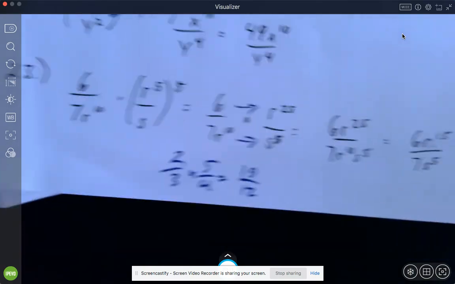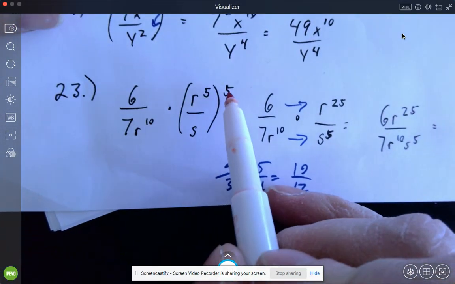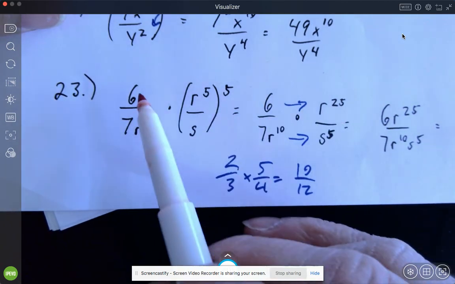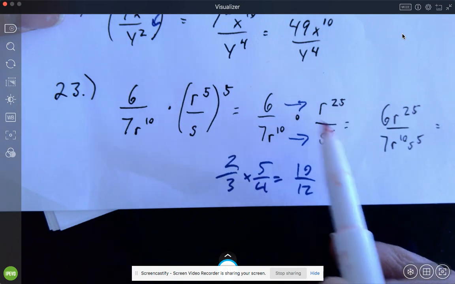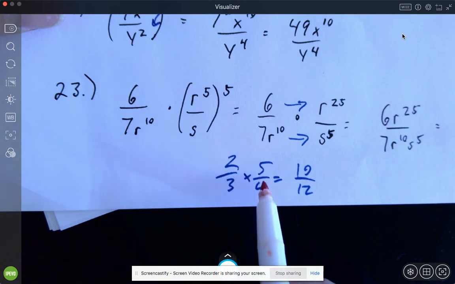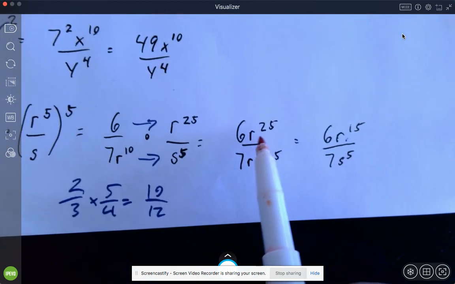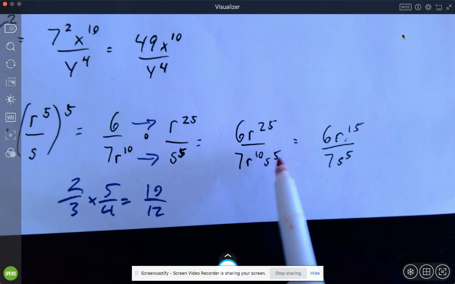Number 23 was a somewhat tricky one. You can see here I distributed the power of 5 to the inside. I left this alone, and then r to the 25, s to the 5th. Then I multiplied across, just like when I do 2/3 times 5/4, I just multiply across. Here I just multiplied across. I got 6r to the 25th and then 7r10 s5.